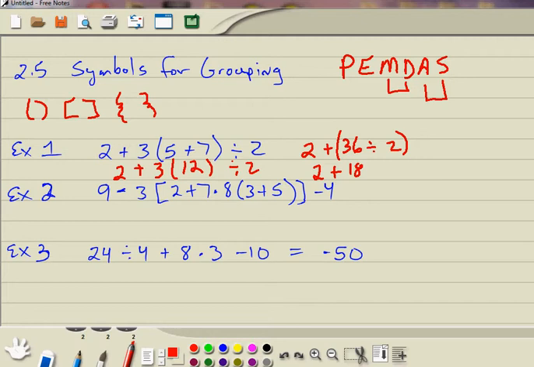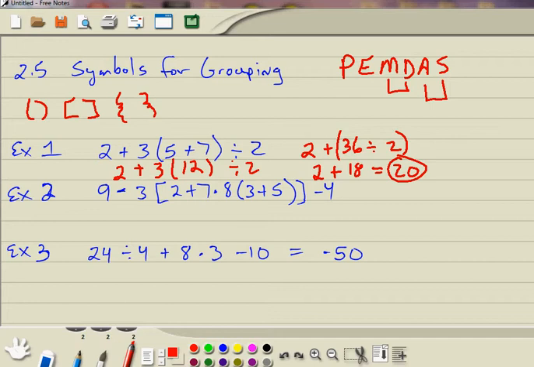Alright, so now I'm down to addition and subtraction from left to right, and I have 2 plus 18. My solution is 20. I would suggest that you work through them each twice to make sure that you don't make any mistakes as you go through, and verify that you come up with the same answer at least 2 times. Alright, next example, it's a little bit more complicated.